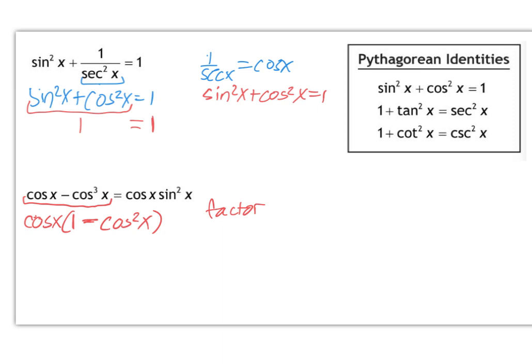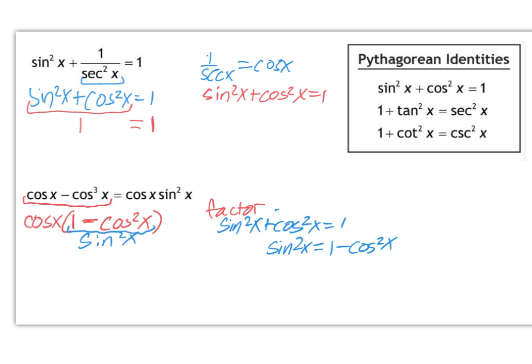Okay, I also know that if sine squared x plus cosine squared x is equal to 1, if I move cosine to the other side, sine squared x is equal to 1 minus cosine squared x. So that part in the middle is going to be switched into sine squared x. On the outside, we've still got that cosine of x. And we've actually gotten to our answer here, cosine of x times sine squared of x. We're done at that point.